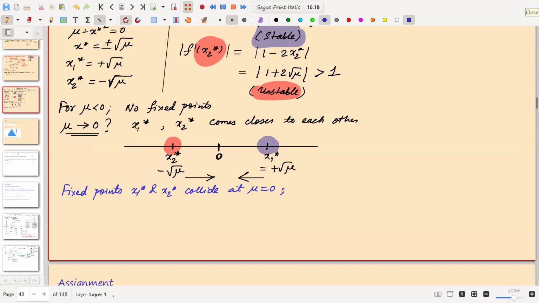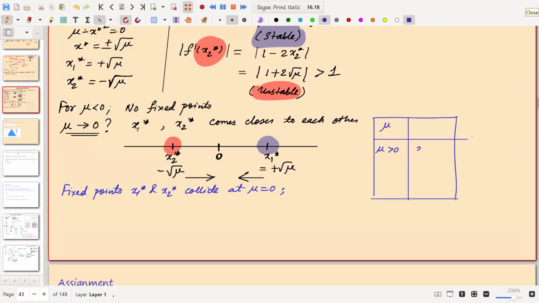They annihilate. Stable and unstable, they collide and annihilate. So therefore, for mu less than 0, there are no fixed points. If I want to summarize everything in a table, I will do it like this. This is mu. For mu greater than 0, there are x1 star and x2 star fixed points. x1 star is stable, x2 star is unstable, right?